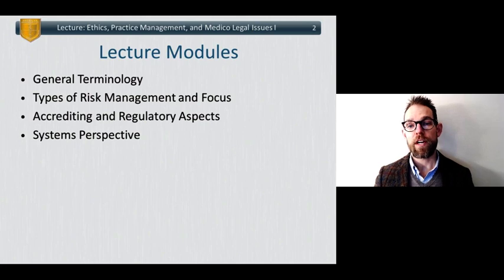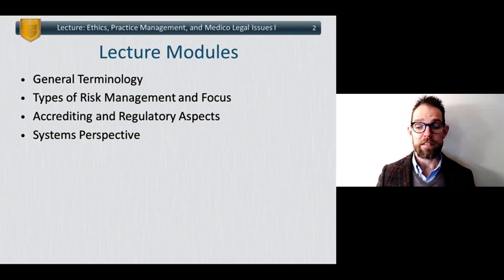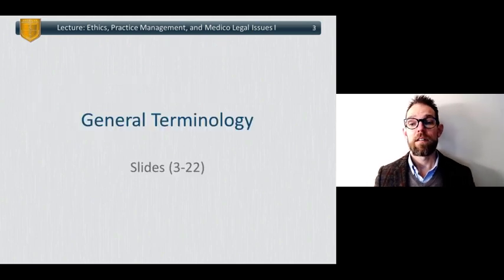So this first lecture, we're going to cover general terminology, types of risk management and focus, accreditation and regulatory aspects, and then finally the systems perspective. So for the next 20 slides, we're going to do a deep dive into general terminology and just lay some basic definitions.